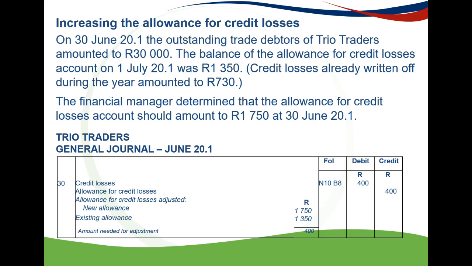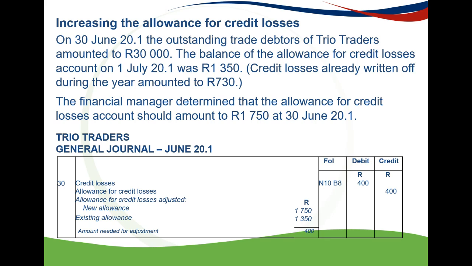Now, credit losses already written off during the year amounted to 730 rand. So those were new credit losses that we wrote off, debtors that became irrecoverable during the year, and that was 730 rand. Now, the financial manager determined that the allowance for credit losses account should amount to 1,750 at 30 June 20.1.